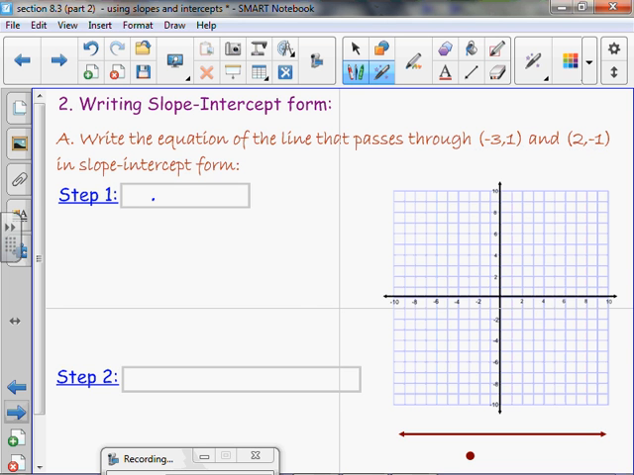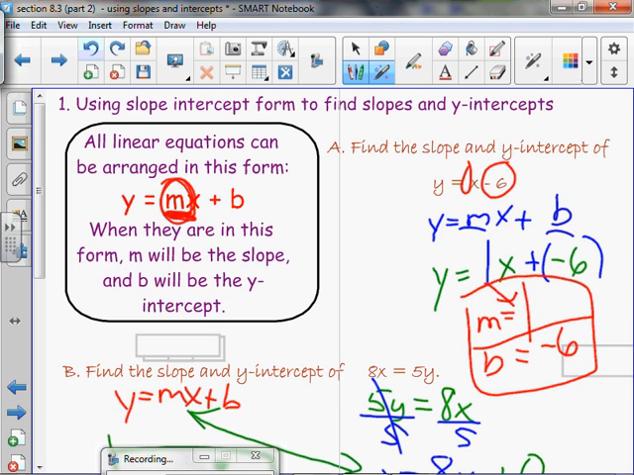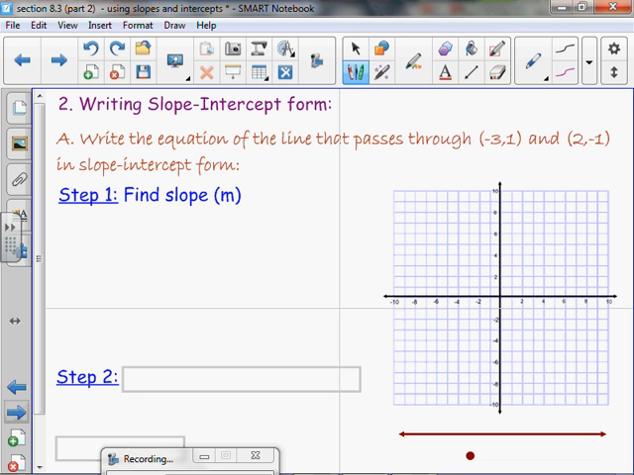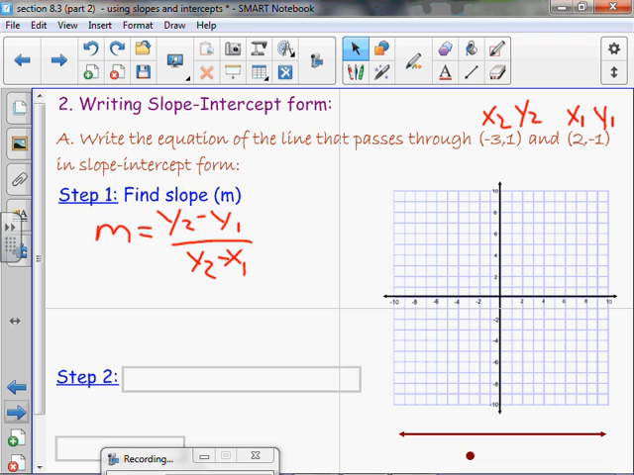First thing, step 1. Okay, first thing we want to do is find our slope. And the way we do that is just like we did in the do now. M equals y2 minus y1 over x2 minus x1. I will pick these points. Randomly, I decide this one's going to be x2, y2, just to change it up a little bit. And this one will be x1, y1. Because it doesn't matter which one I pick as point 1 and which one I pick as point 2, as long as I'm consistent.